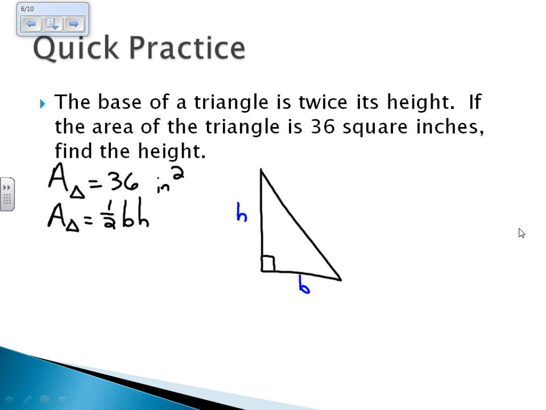Now the last part is we know that the base of the triangle is twice its height. So does this look like the base is twice as big as the height? No, so maybe I should redraw it a little bit. Maybe I should draw something like that. Does this look now like the base is roughly twice as big as the height? Yeah. Okay. And I know that the entire area inside is 36 square inches, right? But I don't have any other numbers. What could I do?